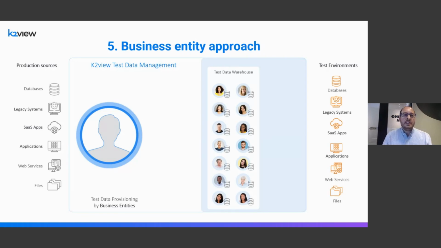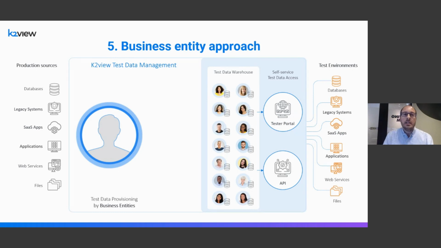Then the data is accessible to the test environments through a tester portal, which is a web-based portal that testers use to access the data through a user interface that is easy to use. Without knowing where the data actually resides or what the architecture of the system is, they can simply click which data they want and press go, and the data is provisioned to them. Now, DevOps teams can connect to this test data warehouse through APIs and pull the data as part of the integrated CI/CD pipeline.